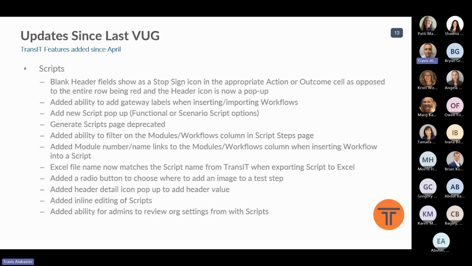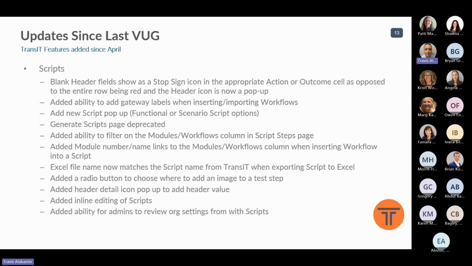Scripts: we have removed the rose red color when the header details are missing. They've been replaced by a little stop icon, and it will be put inside the actual cell that is missing the header detail. So if it's in the action column, you'll see a little stop sign in the action column and in the outcome column, and I'll go over that in a little more detail when we get into TransIT. It's a big change, but it helps you easily identify where you're missing your header details.